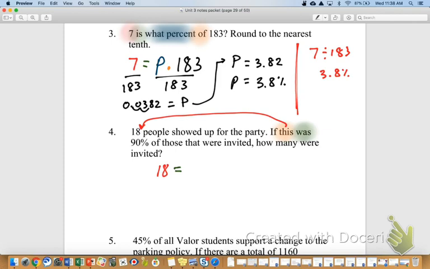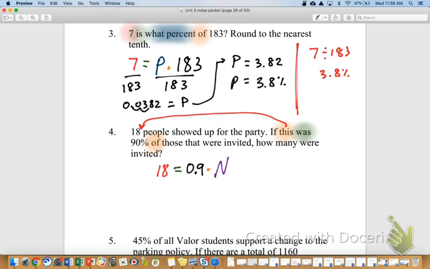What do we do with percents when we put it into an algebra equation? Decimal. That's right. So it's going to be 0.9. What's that next word you see? 90% of. And what does of mean? Those that were invited, and we never know how many were invited. Then we look at the end and it says, well, how many were invited? That's the question, isn't it? So I'm going to avoid P because that almost looks like a percent. I'll put N for number of people, but you could use an X. I would just avoid P because we're not looking for a percent.